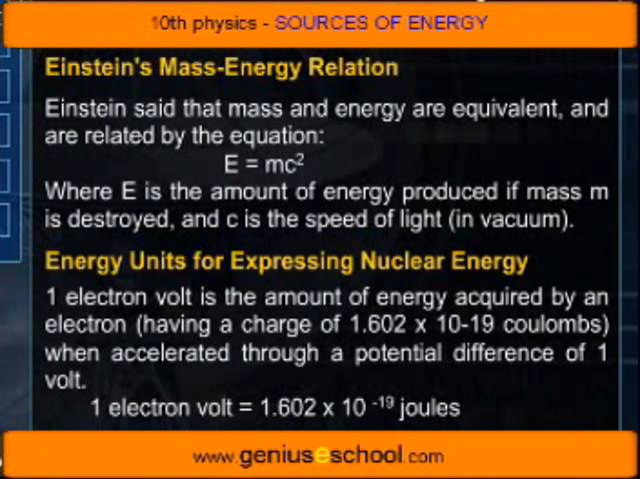1 electron volt is the amount of energy acquired by an electron having a charge of 1.602 × 10^-19 coulombs when accelerated through a potential difference of 1 volt. 1 electron volt is equal to 1.602 × 10^-19 joules.